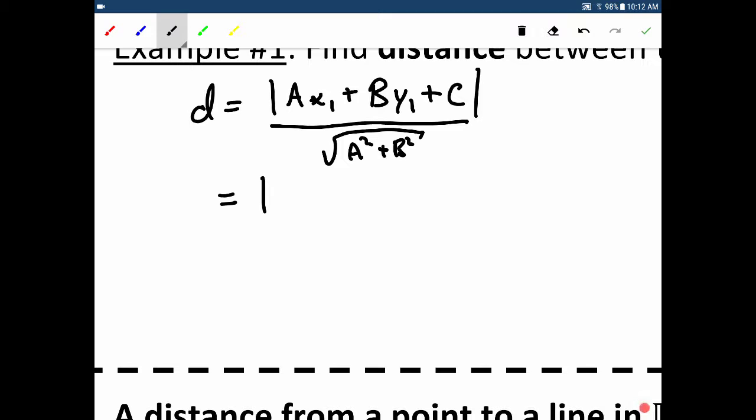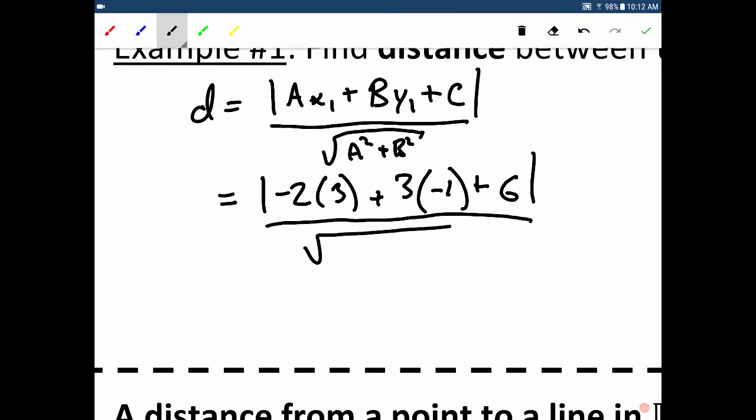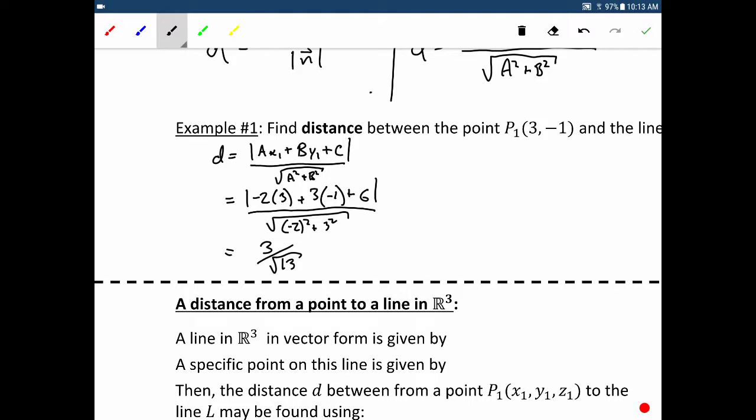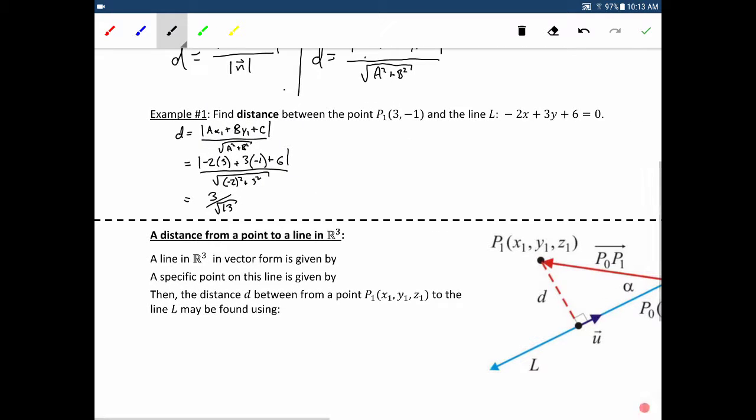So I'm going to have negative 2 times 3, because A is negative 2, X1's 3, and then B is equal to 3, and Y1 is equal to negative 1, plus 6 for C, and then we divide by the square root of negative 2 squared plus 3 squared. Okay, and so that works out to 3 over root 13. And you could rationalize that, but I'm not going to bother for our purposes. And I wouldn't necessarily expect you to. So there we go. So that's not that bad, eh?